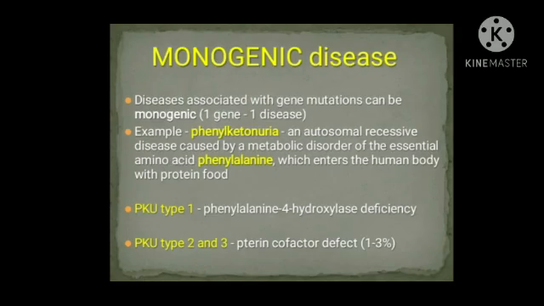We can speak about some types of phenylketonuria. It may be type number 1, phenylalanine 4 hydroxylase deficiency, and phenylketonuria type 2 and type 3, when the defect happens with the pterin cofactor. These cases are met in clinical practice less often than phenylketonuria type 1.